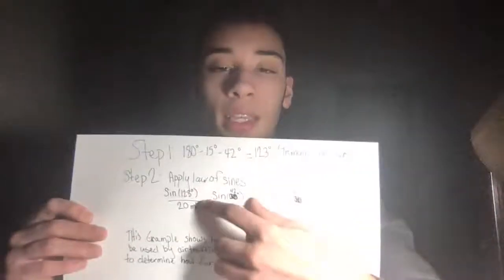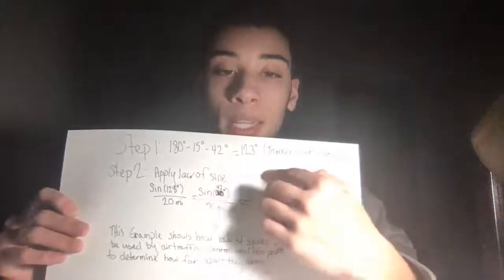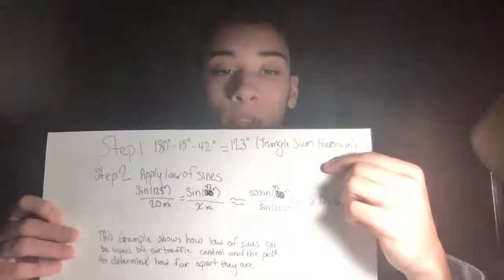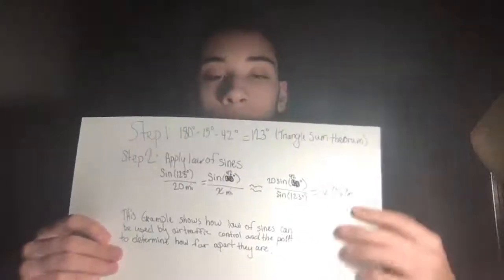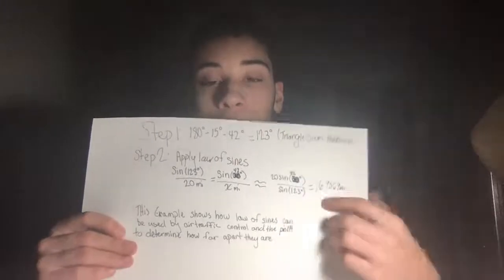So our first step would be to find that missing angle by subtracting, and we'll get that, and that is called the triangle sum theorem. And then step two would be to actually apply our law of sines, and we'll end up getting that side length right there using the ratios. So this example basically shows how the law of sines can be used by aircraft control and the pilot to determine how far they are from one another.